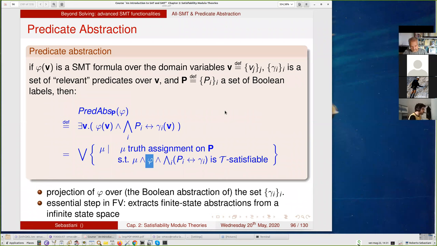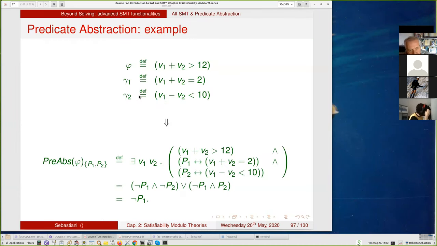Let me show an example. Substantially you want to see what are the possible value combinations of the gamma predicates which are compatible with phi, with the original formula. Consider this example. Notice that in general the predicates may not be explicitly part of the formula. Let's make a very trivial example. Suppose phi is simply 1 plus 2 is strictly greater than 12. And you have the predicates 1 plus 2 equals 2 and 1 minus 2 smaller than 10. If you compute the predicate abstraction, you introduce two Boolean atoms P1 and P2, labeling respectively these two predicates here.